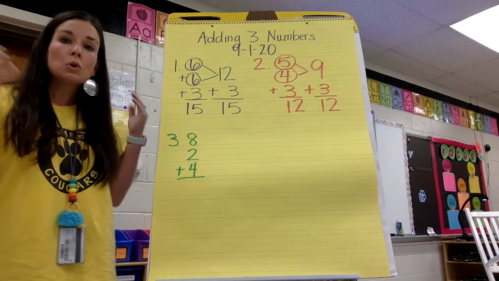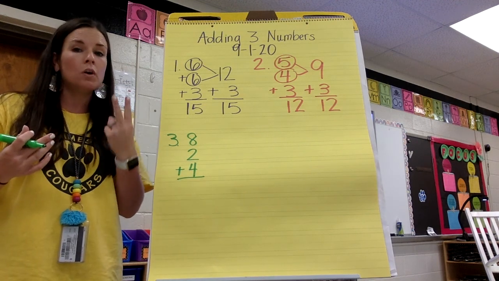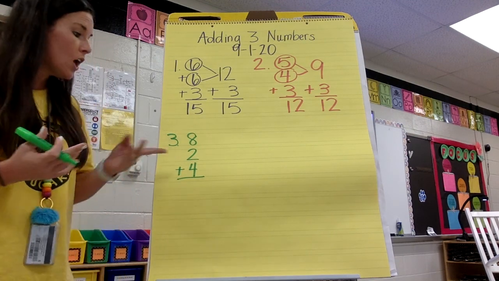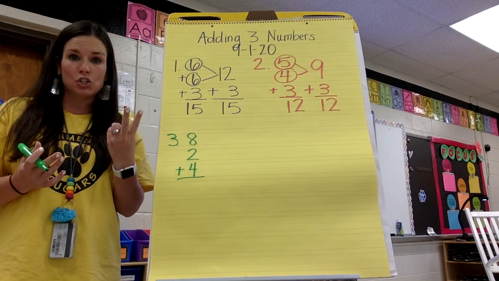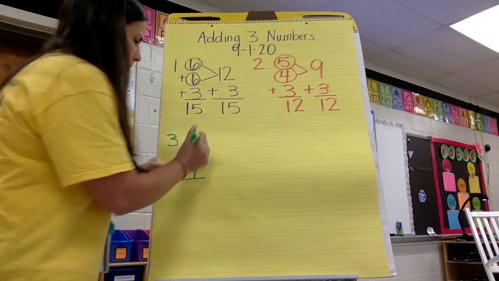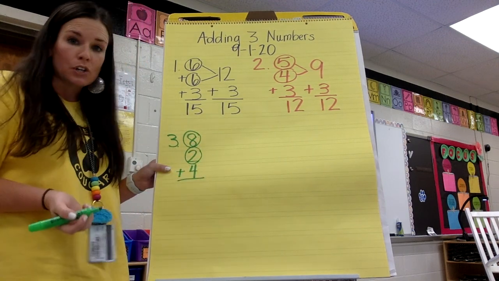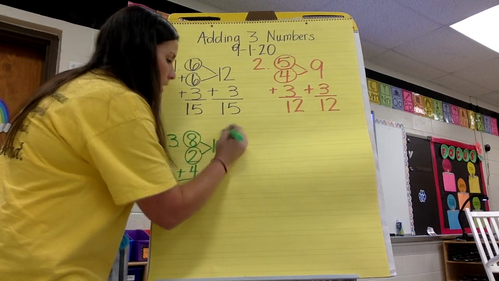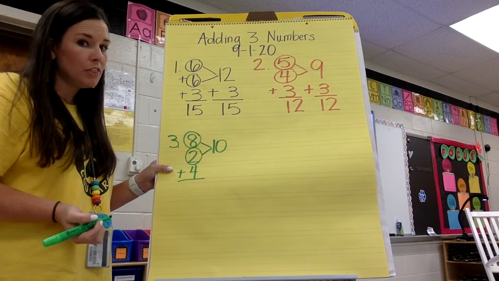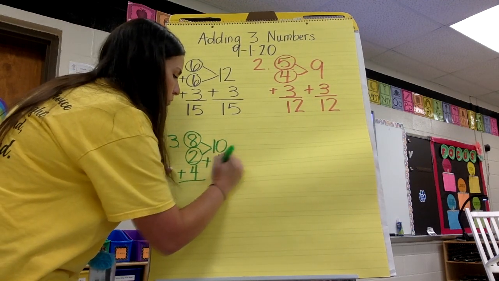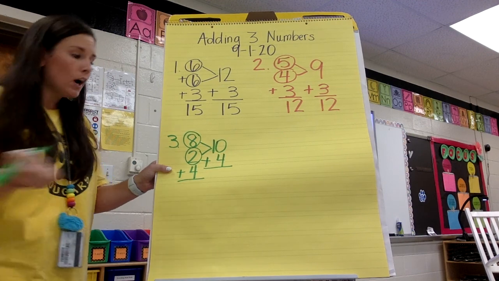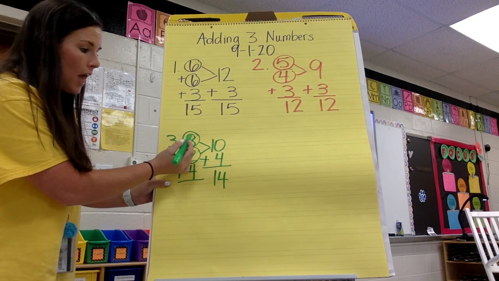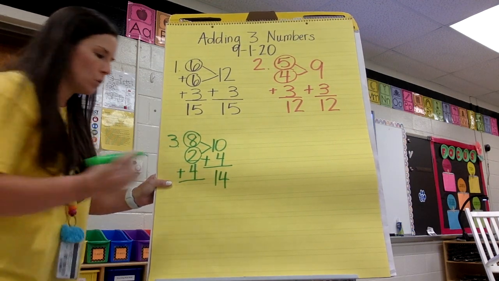All right, so let's keep going. Our goal is always to try to look for the two numbers that we can add together to make 10 or get really close to it, or maybe that's a doubles fact. When I look here, I see 8 plus 2 I know is 10. So I'm going to start there. Circle the 8, and circle the 2. I'm going to draw my lines to show that 8 plus 2 equals 10. But I can't forget the 4. Plus 4. 10 plus 4 I know is 14. So if 10 plus 4 is 14, then I know 8 plus 2 plus 4 is 14.